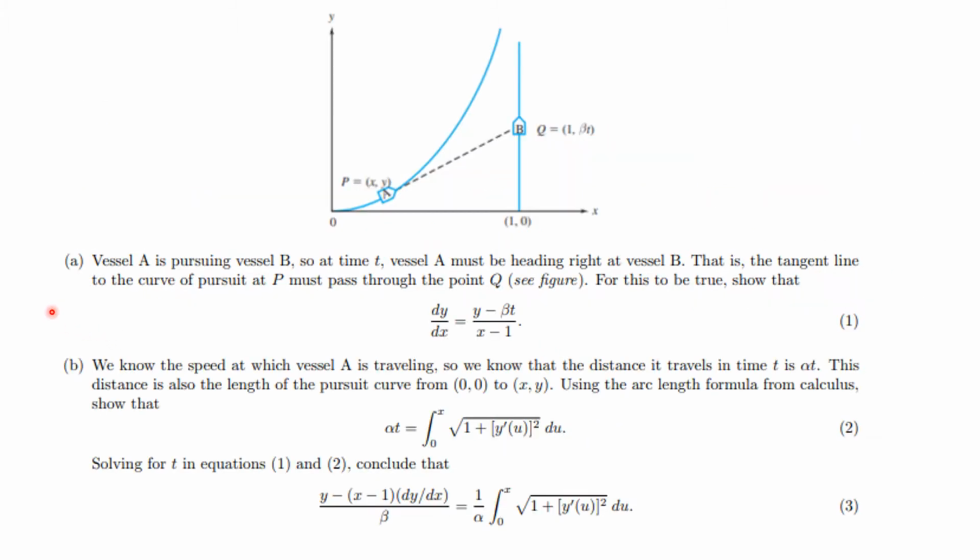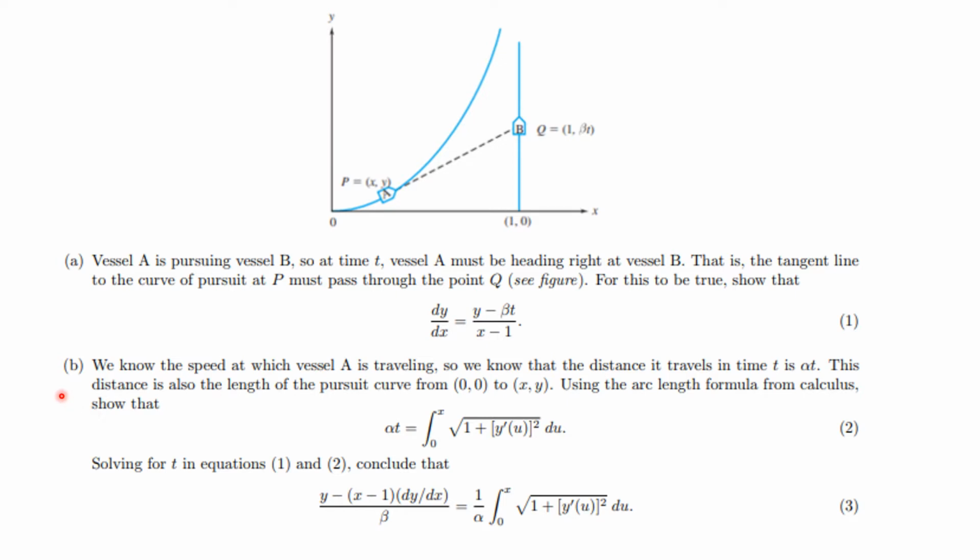Okay, so here are some of the questions. I think there are seven of them. Question A. Vessel A is pursuing vessel B, so at time t, vessel A must be heading right at vessel B. That's what pursuing means. That is, the tangent line of the curve of pursuit at P must pass through the point Q. And you can look at the figure to see why that is true. Now, for this to be true, yours to show that dy/dx is equal to (y minus beta t) all over (x minus 1).